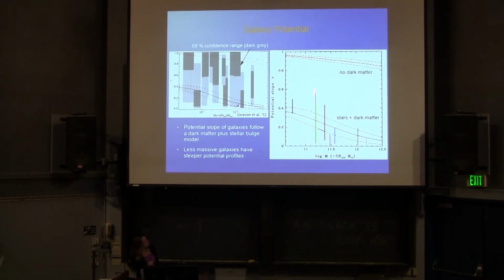These bars here just represent our 68% confidence range from our maximum likelihood estimator. And we see two things from this plot. The first is that we need stars and dark matter to be able to match our data. We cannot exclude dark matter from these types of systems. And the second is that there may be stronger evidence to see this steeper potential slope at less massive galaxies.